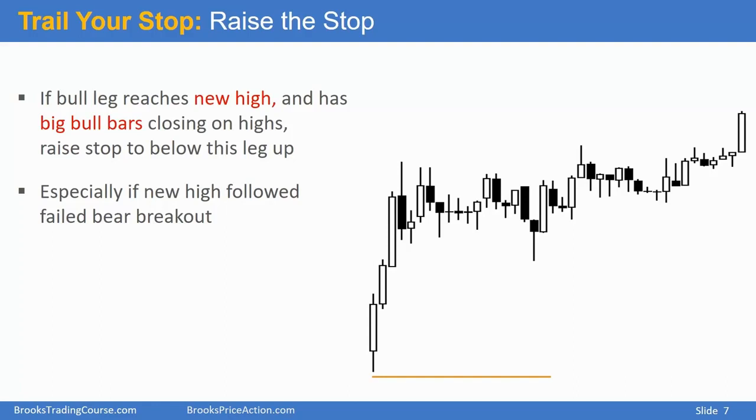I'll raise my stop if the market reaches a new high or if there's a strong bull breakout. One bar usually is not enough, but here we got a couple decent bull bars and a new high. And this low followed these lows. It went to a lower low.